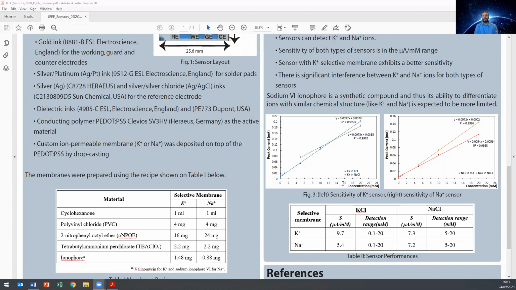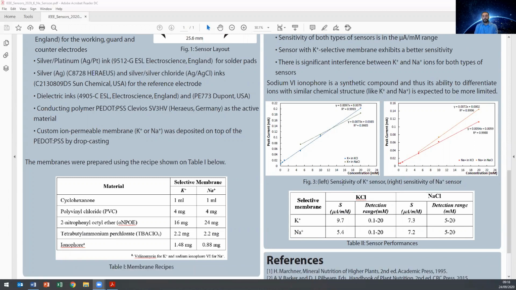Generally, sodium ionophore 6 is a synthetic compound, and its ability to differentiate ions of similar chemical structure like potassium is expected to be more limited. However, the sensors were able to detect potassium and sodium ions with sensitivities in the microampere per millimolar range, as shown in Table 2, whilst potassium sensors have exhibited a better sensitivity.